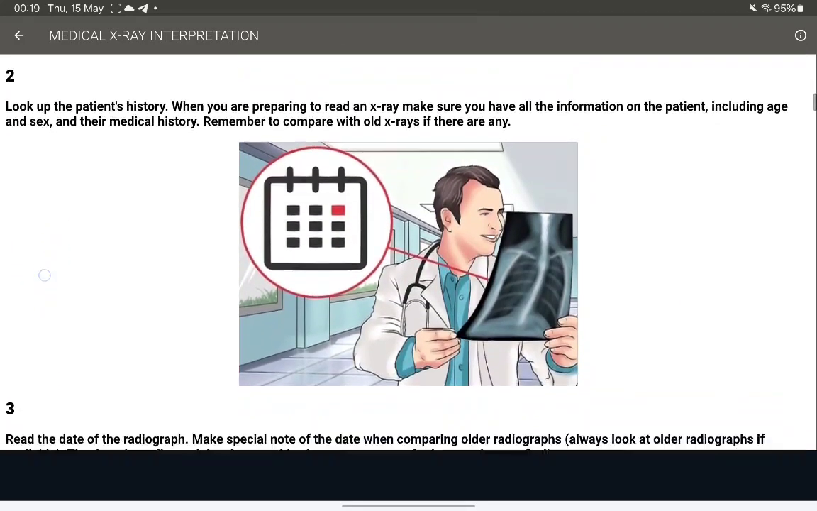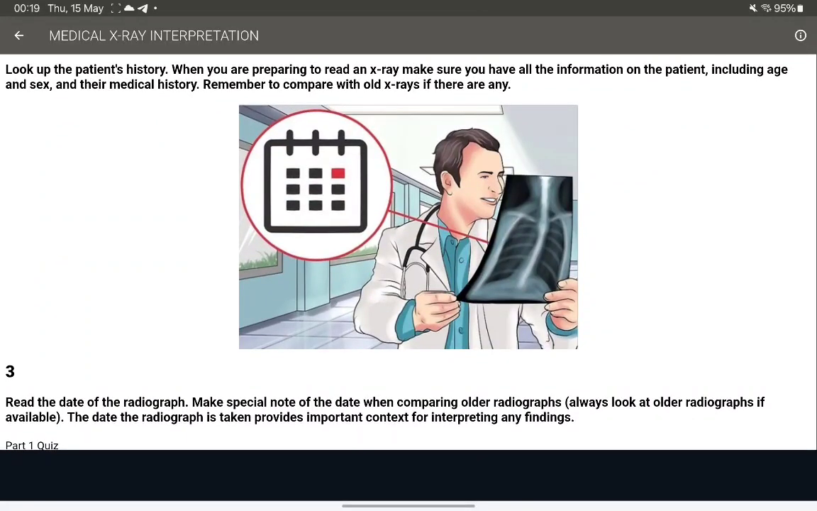The third point, read the date of the radiograph. Make a special note of the date when comparing older radiographs. Always look at older radiographs if available, because we need to compare regarding the patient situation, if he is improving or deteriorating. The date the radiograph is taken provides important context for interpreting any finding.